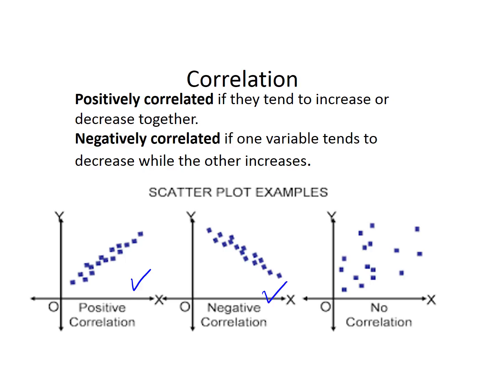This one's a negative correlation. An increase in X means a decrease, right? An increase in X is this direction and a decrease in Y. And something like this has no correlation. What we're going to be specifically interested in here is linear correlation in this course. Linear correlation or linear regression, where there is a strong correlation in a straight line pattern.